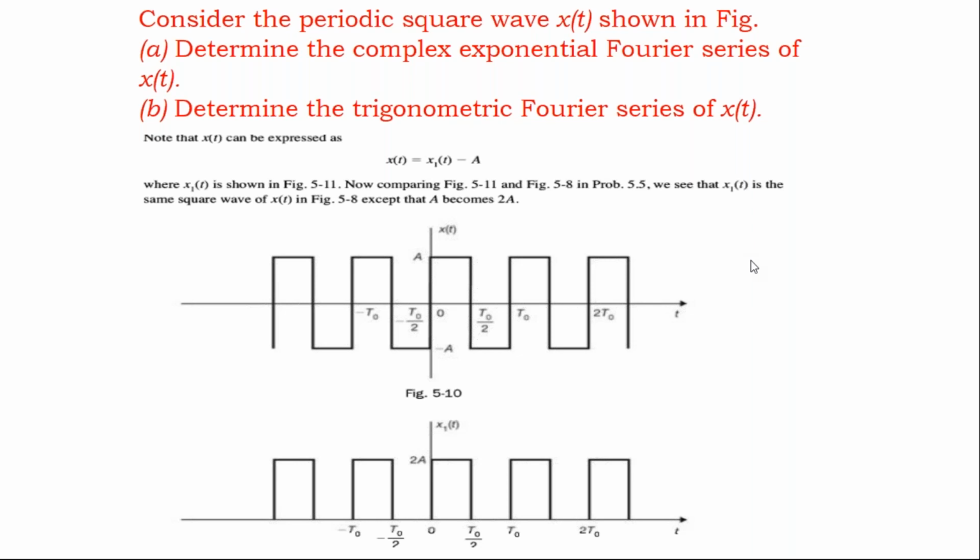A function with a certain amplitude is represented with an amplitude a. This is what my DC signal is. So what I have to do is subtract a from x1 of t. Now what is x1 of t? Now observe it.